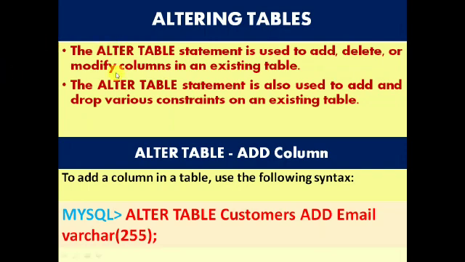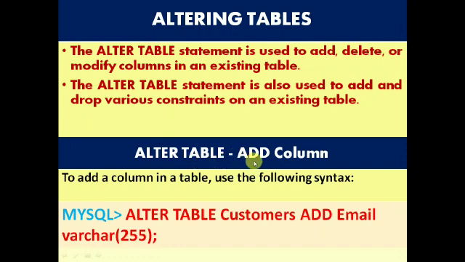Now we can do many tasks with the help of alter table. We can add a new column, we can delete an existing column, or we can modify a column which is already existing in your table. Plus we can add a new constraint also, or we can drop an existing constraint also using alter table. So alter table command is used for different purposes. Now one by one we'll see the different purposes of using alter table command.